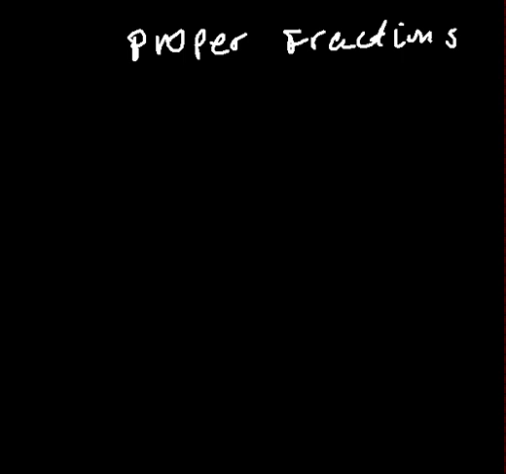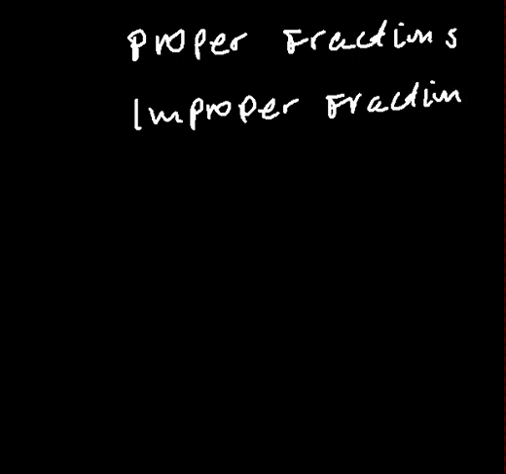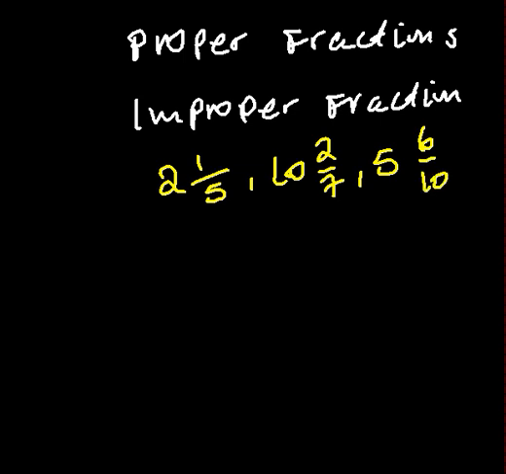Now we have another type of fraction, which is the improper fraction. So what are the improper fractions? These are the fractions that contain the whole number, and we also call them mixed fractions. We can have, let's say, 2 1/5, or 10 2/7, that is one. We can have, let's say, 5 6/10, that is an example of an improper fraction. So keep that in mind.